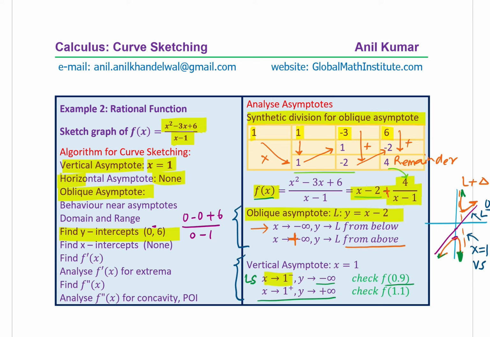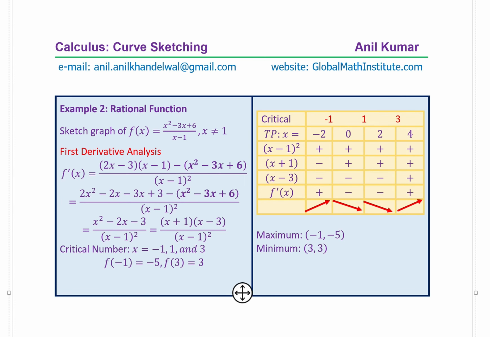So we clearly know behavior near the asymptote. Now, let's find the derivatives. We can apply the quotient rule to find the derivatives, right? So here is the function given to us.